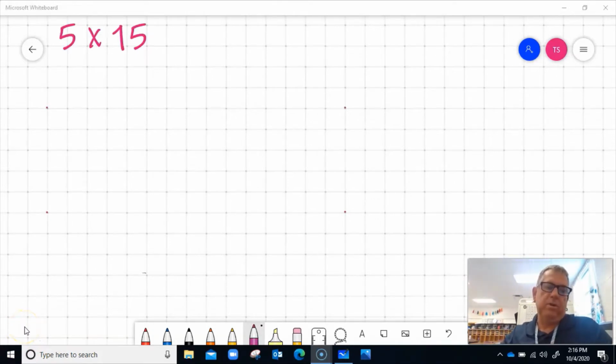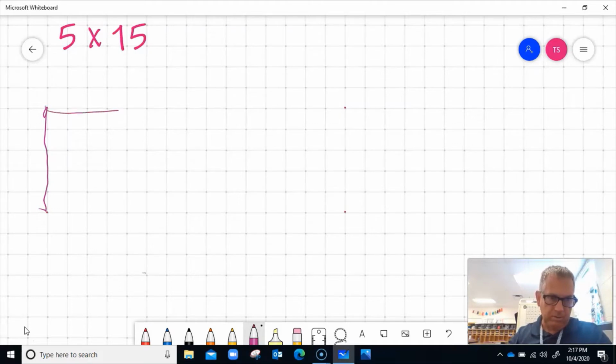Okay, this multiplication we're going to look at today is 5 times 15, or 5 groups of 15. And I'm going to show you a couple of different ways to work this problem out. So the first way I'm going to show you is an area model. So we said 5 times 15 is 5 groups of 15. So I'll go ahead and just draw an area model that represents 5 groups of 15. I'm going to make 5 rows, and I'm going to do 15 squares long. Still working on my drawing techniques here.